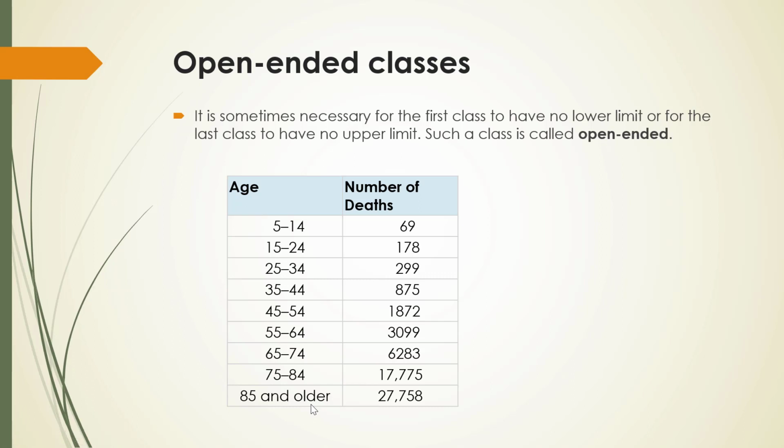Some people might live up to 100 or even more. So we should basically have 85 and older, because if we make it 85 to 94 and so on, usually we don't have so many people living at that age. So we just combine them all into one single class that is an open-ended class. So 85 and older is an open-ended class.